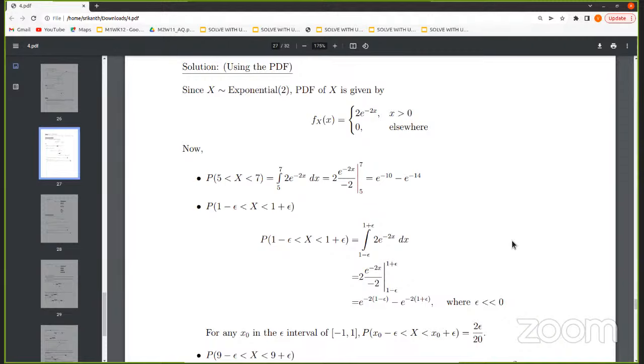So what we do is we subtract the probability that X is less than or equal to 5 from the probability that X is less than or equal to 7. You get the region from 5 to 7. If you know the CDF, you can do it like that. If you don't know the CDF, you just have to integrate the PDF. Okay.